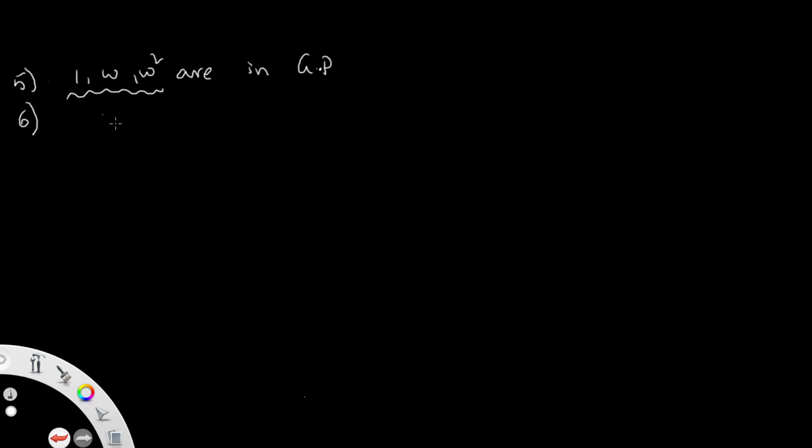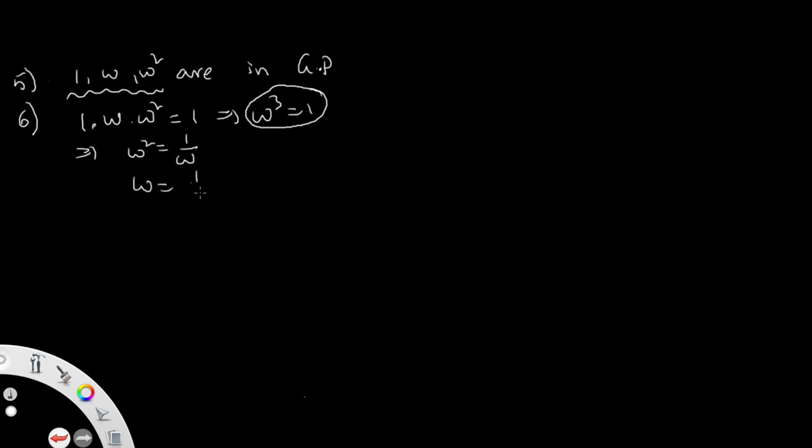And the relation we already got, that the product of the cube roots of unity is 1, is nothing but omega cube equal to 1. From this we can write omega square equal to 1 by omega, or else omega equal to 1 by omega square. Next, omega cube we already got is 1. Suppose omega power 4 is there. Omega power 4 is nothing but omega cube into omega, nothing but 1 into omega, which is omega. That is, omega power 4 is omega.